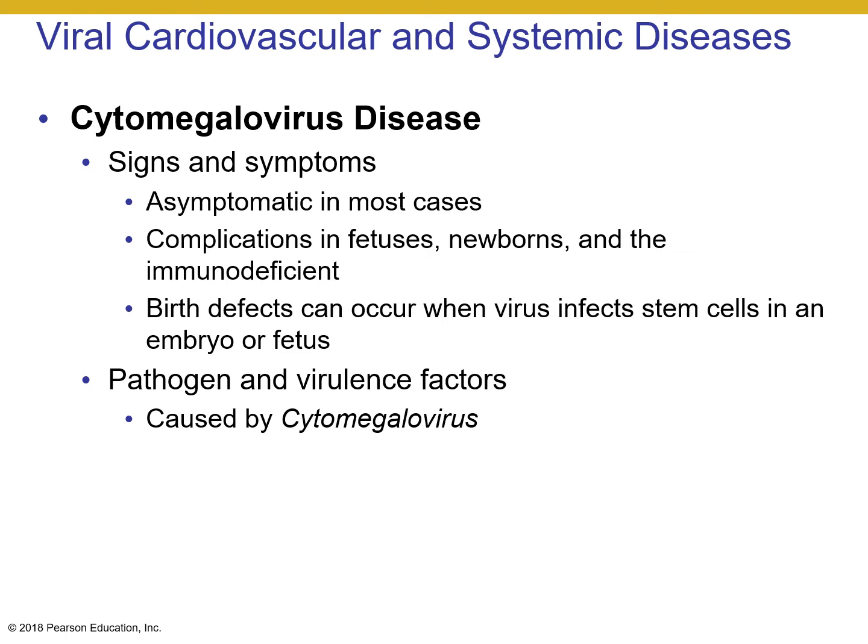Another viral disease you'll see is cytomegalovirus. Cytomegalovirus is asymptomatic in most of us. We see complications with fetuses, newborns, and the immunodeficient. Birth defects can occur if the virus infects stem cells in an embryo or fetus, and the virus is called the cytomegalovirus. Yay!